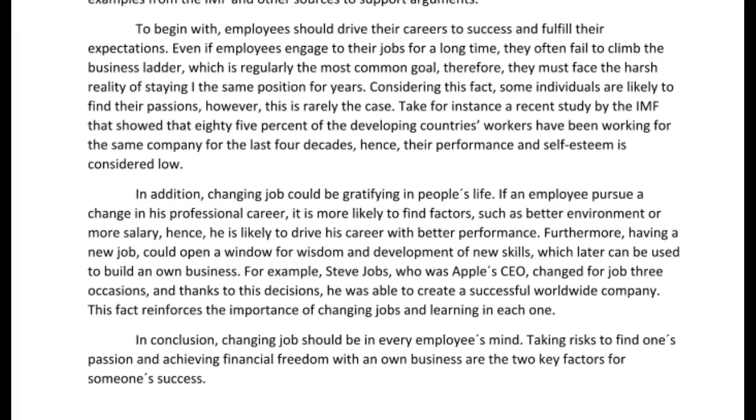Take, for instance, a recent study by the IMF that showed that 85% of the developing countries' workers have been working for the same company for the last 4 decades. Hence, their performance and self-esteem is considered low.